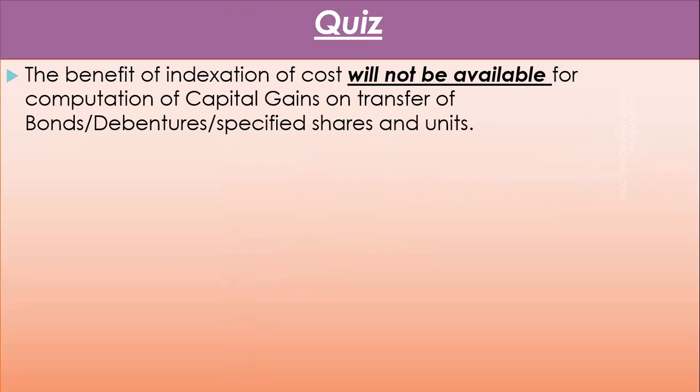The benefit of indexation of cost will not be available for capital gain on transfer of bond, debenture, and specified units. Bond will not be entitled to indexation. Debenture will not be entitled to indexation. They have to consider the actual value.